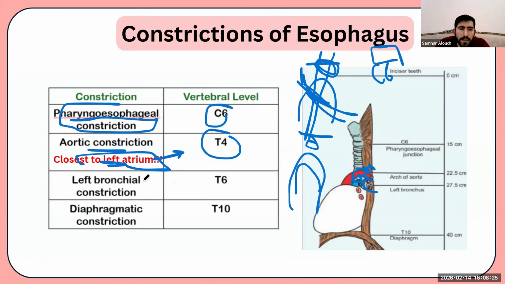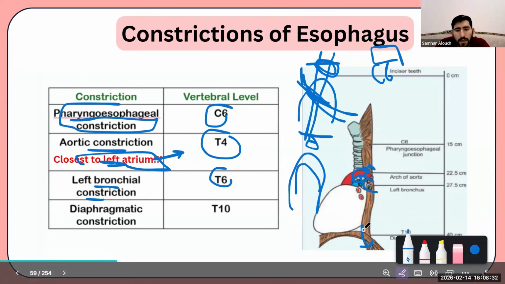Then we have the left bronchus right under the aorta. It will compress the esophagus. So that's the left bronchial constriction. That's at T6. And finally, the esophagus will go through the diaphragm before entering the stomach, and that's at T10, the diaphragmatic constriction. So we have 4 constrictions of the esophagus.